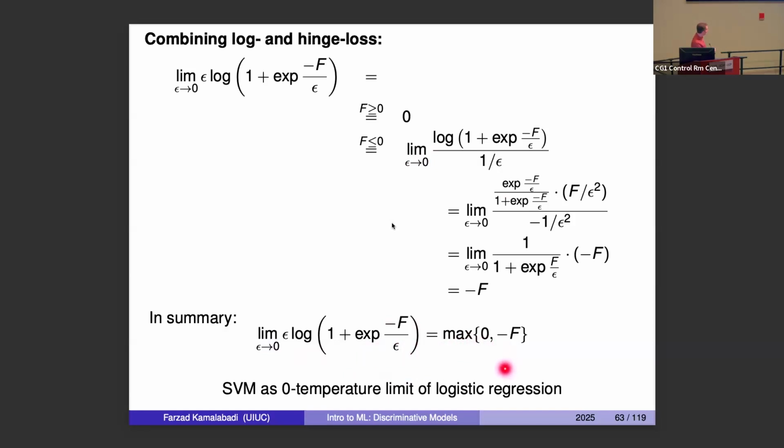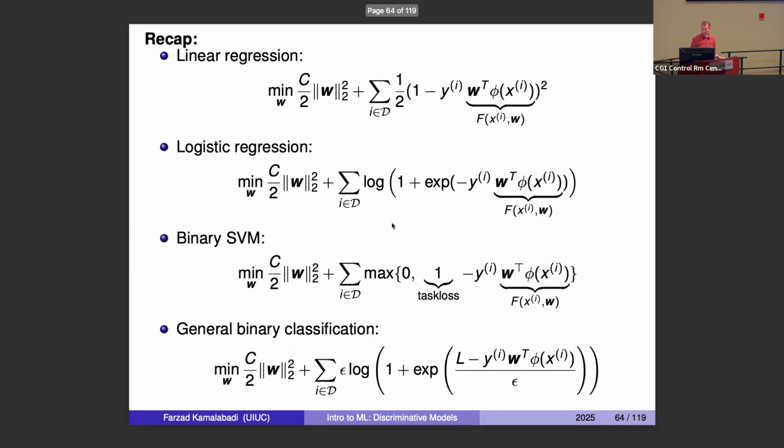Why is this relevant? Because I'll show you in the next slide that the support vector machine is what's known as the 0 temperature limit of logistic regression. If epsilon goes to 0 in the limit, you basically get the same thing as logistic regression. Okay, the two are the same.